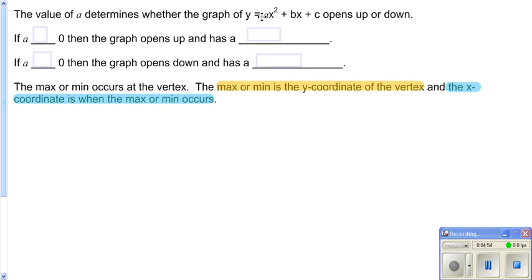Now, if a, the number in front of your squared term, is greater than 0, then it opens up. And if it opens up, it would have a bottom point, so it would have a minimum. If it is less than 0, it opens down and it would have a top point, so it would have a maximum. Your maximum or minimum is always the y-coordinate of your vertex. When your maximum occurs is always the x-coordinate.